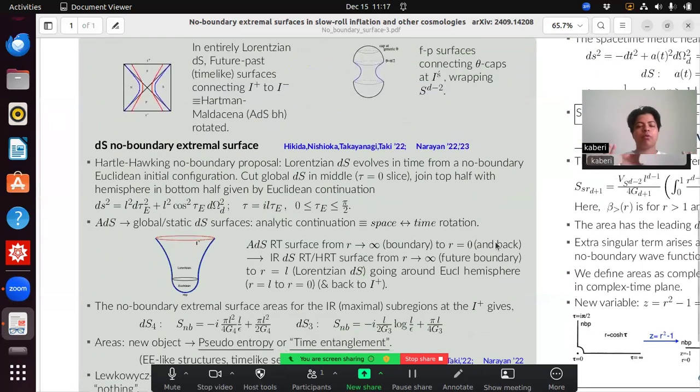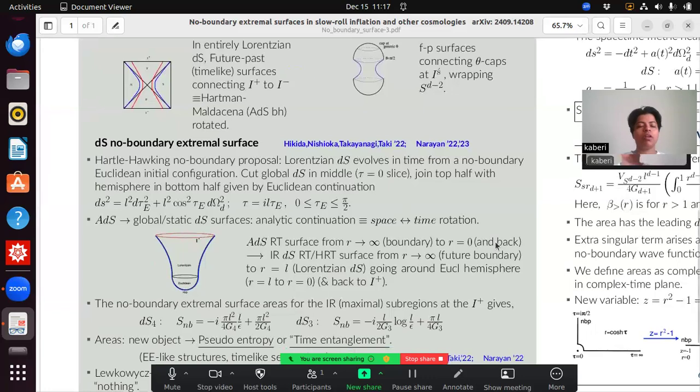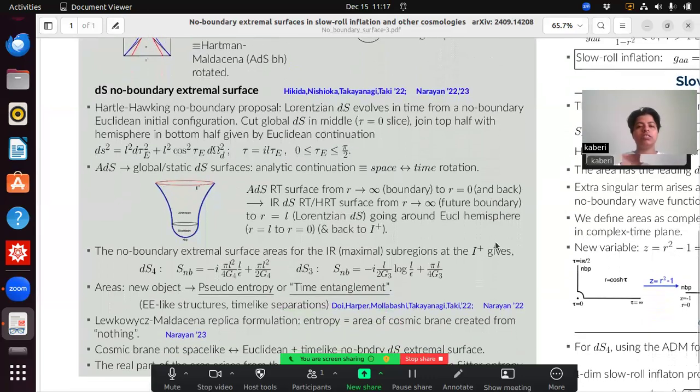Now, the next possibility is the de Sitter no boundary extremal surfaces, shown by many other people, including Narayan, motivated by the Hartle-Hawking no boundary proposal, which says that the Lorentzian de Sitter evolves in time from the no boundary Euclidean initial configuration. So, if we cut the global de Sitter in the middle and join the top with the bottom hemisphere, then it gives us the no boundary de Sitter extremal surface. These are also the analytic continuation of the AdS RT surface on a constant time slice.